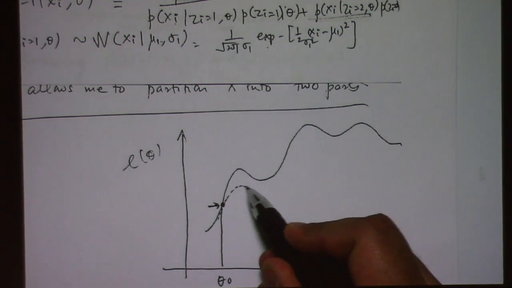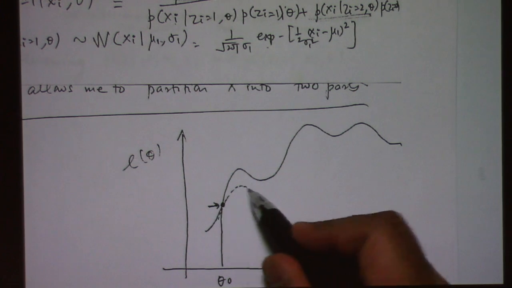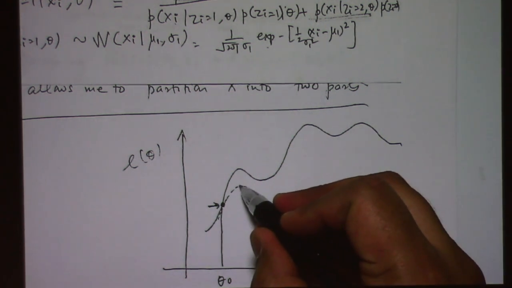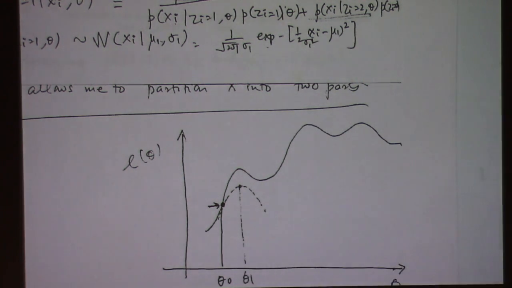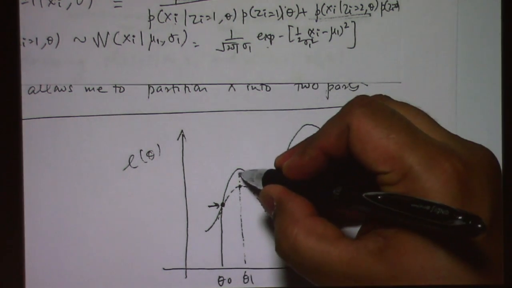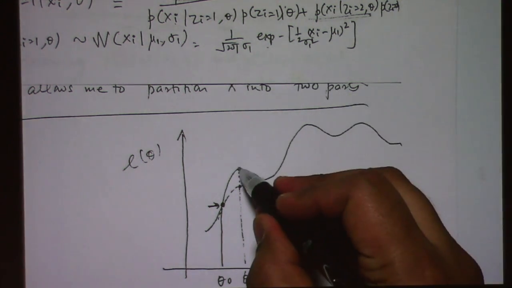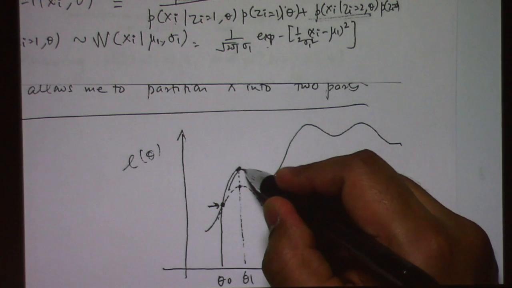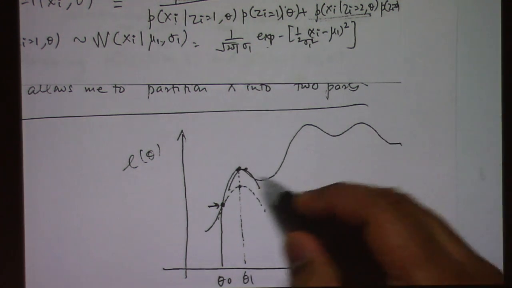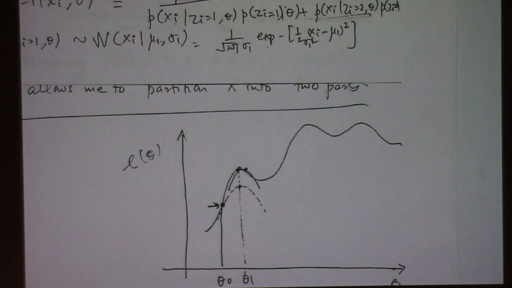And we find the optimal solution for that. So since this is convex, it's easy to optimize over that, right? So we find the optimal solution, and let's say that's theta 1, and then we move on our curve to that theta 1, and then we define another convex function Q there, and then we keep doing that and keep moving forward. Right? So that is the basic idea behind EM.